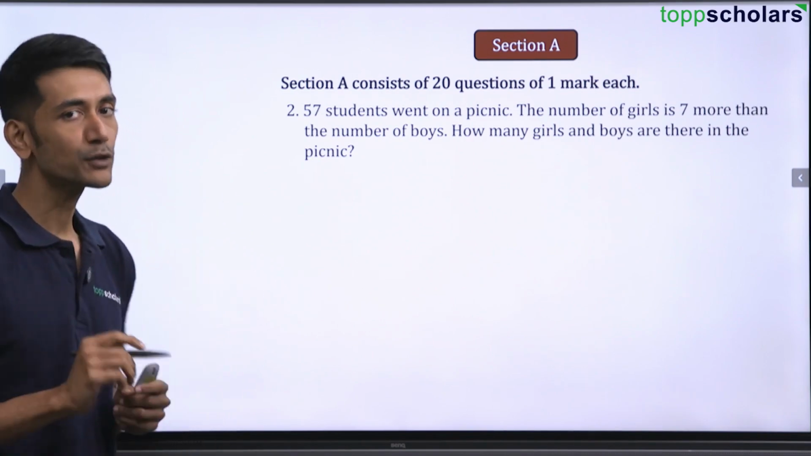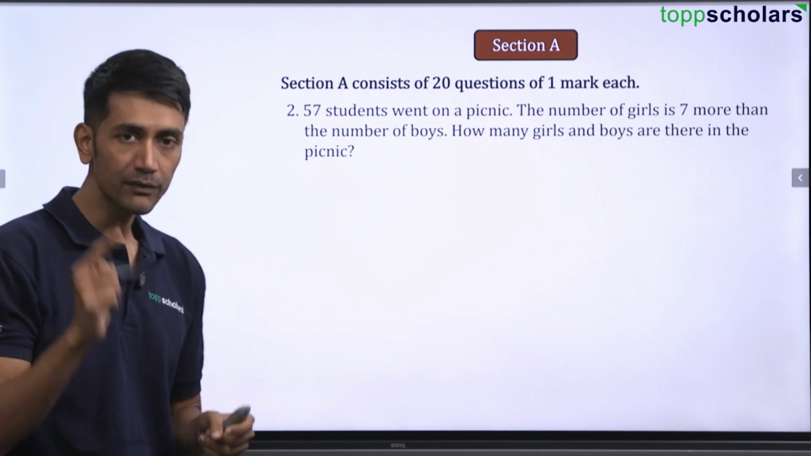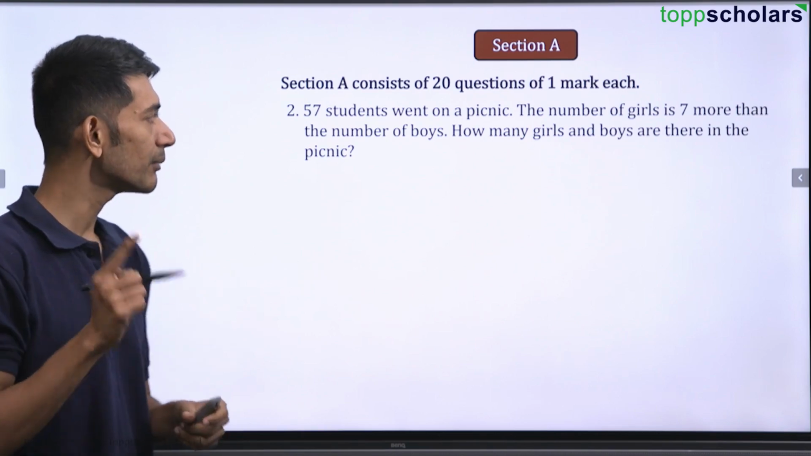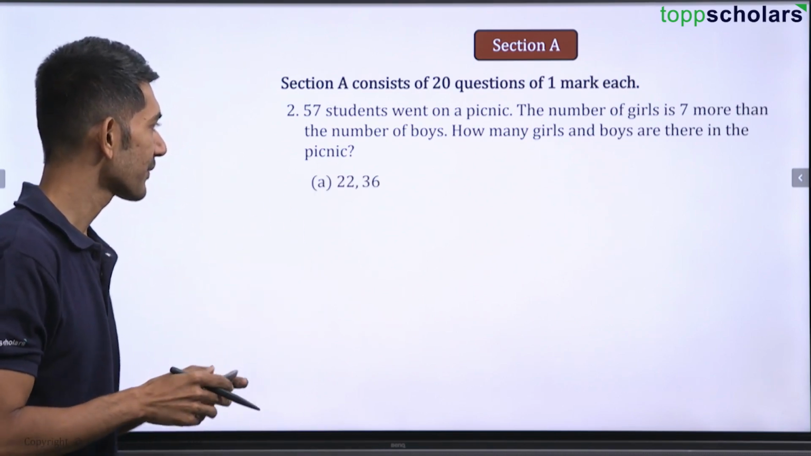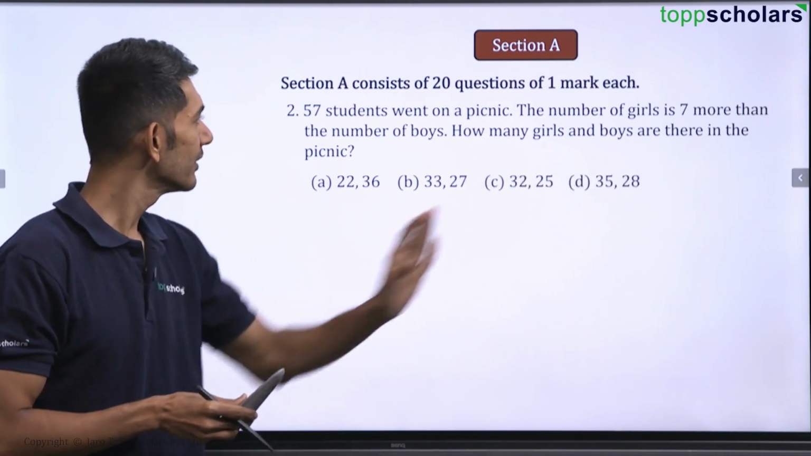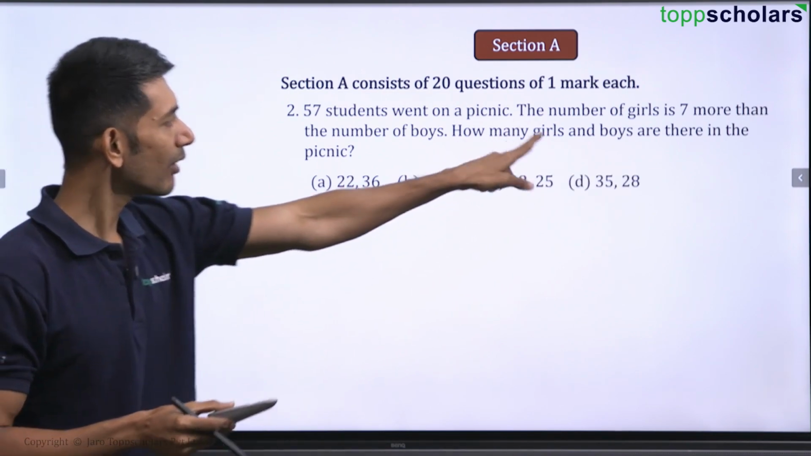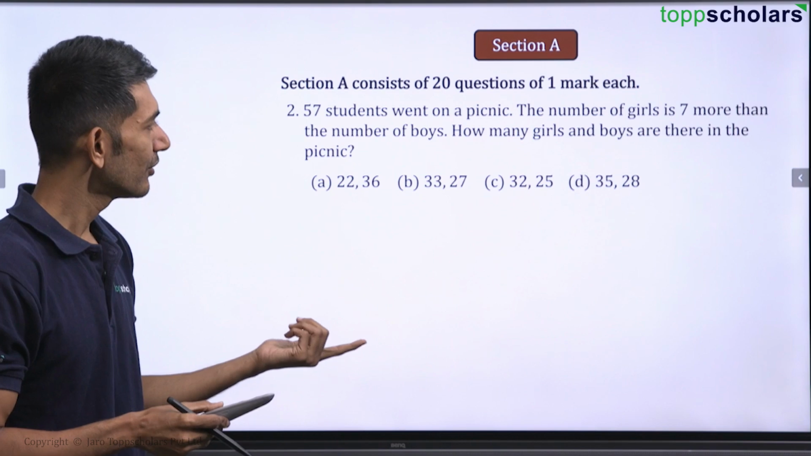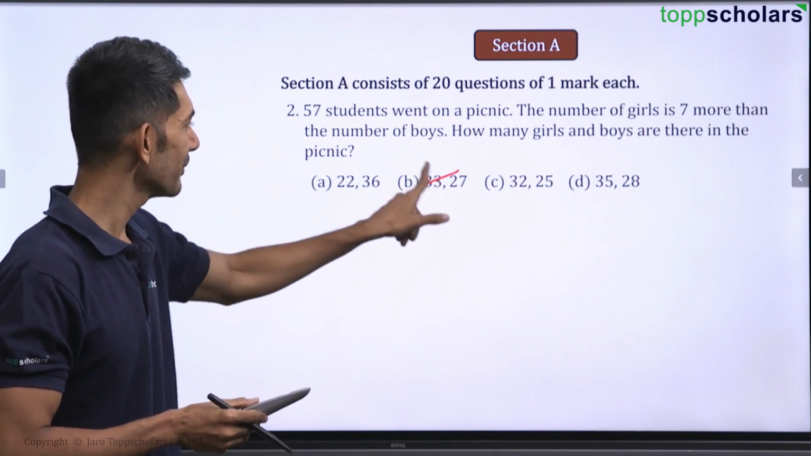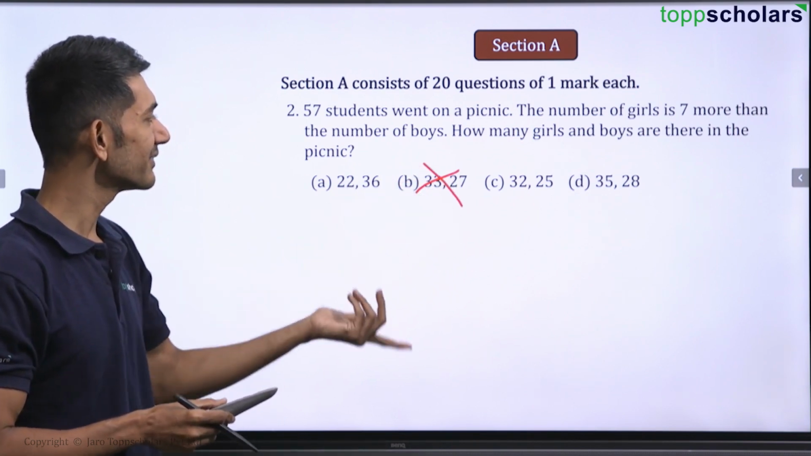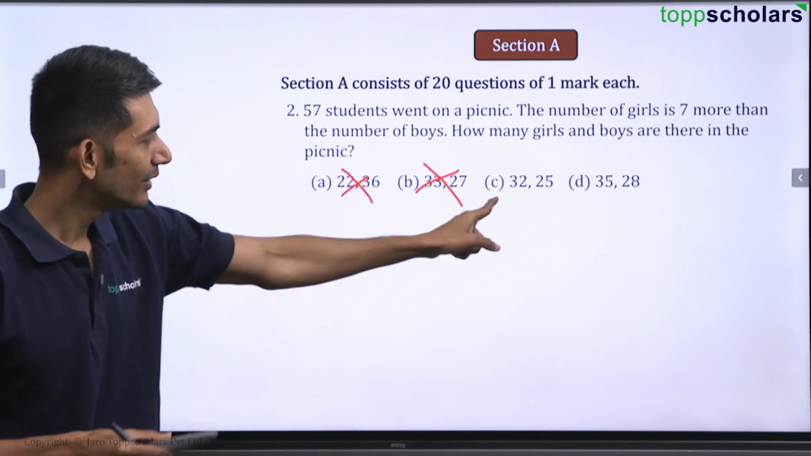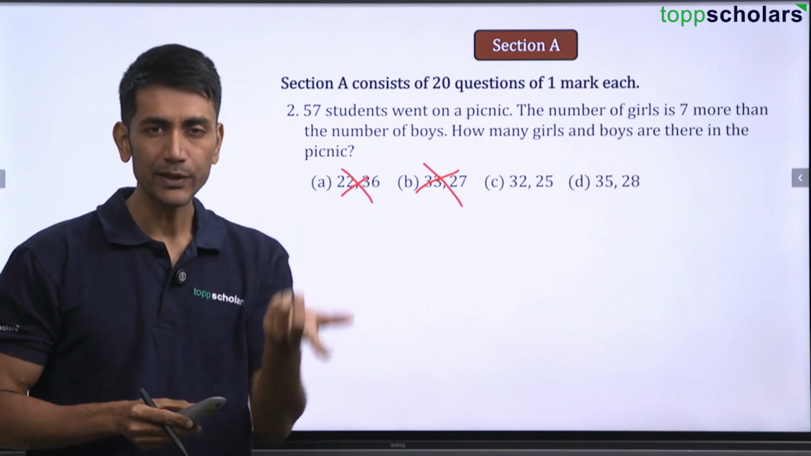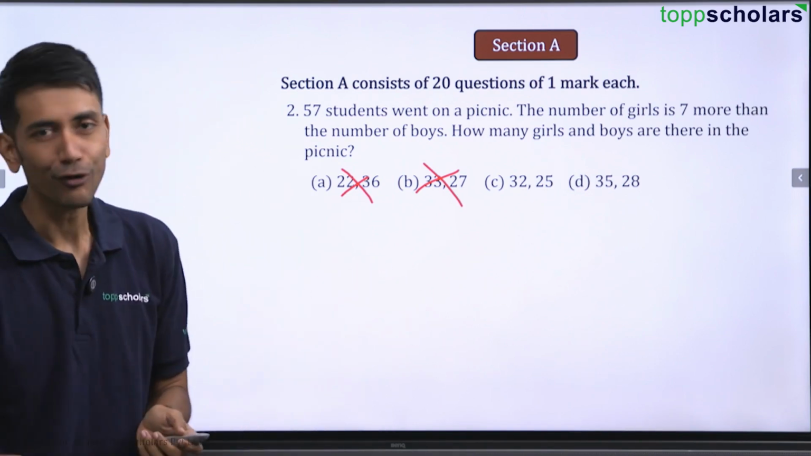So, total number of students are 57. The number of girls is 7 more than the number of boys. How many girls and boys are there in the picnic? So this is given. Already it is given that the number of girls is 7 more. So definitely this option anyways will be gone because here the difference is 6. This option will be gone. Here the difference is 14. Only 2 options are left. That's how you can use your logic. But yes, we are also going to solve the question.